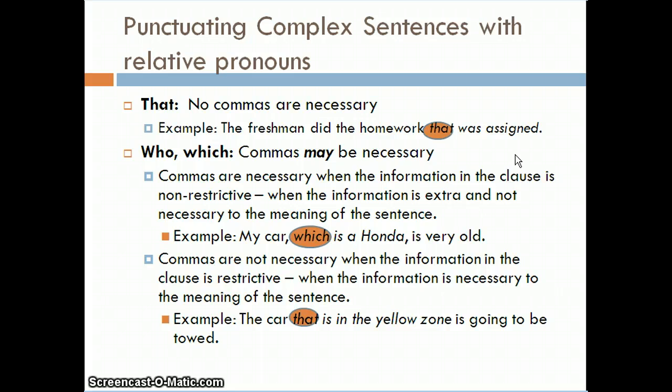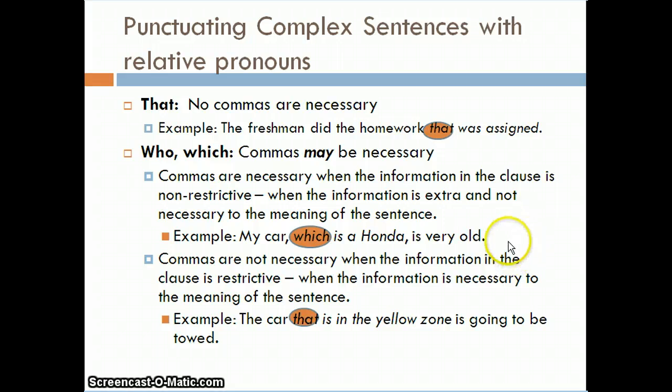However, when we use who or which, commas may be necessary. So this is where we have to actually take a look at the meaning of the sentence to determine whether we're going to use a comma or not. So commas are necessary when the information in the clause is non-restrictive. That means when the information is extra and not necessary to the meaning of the sentence.